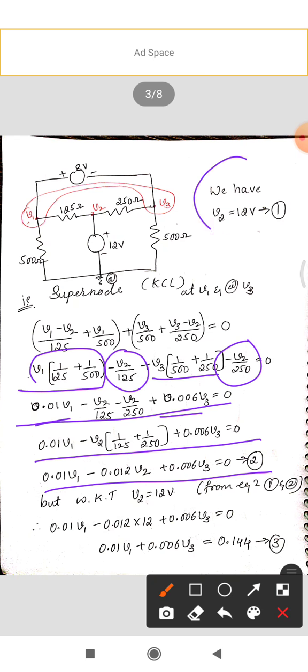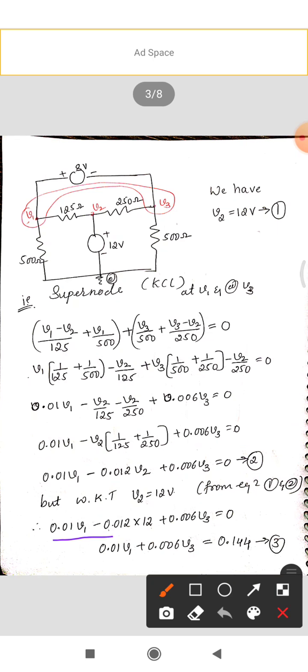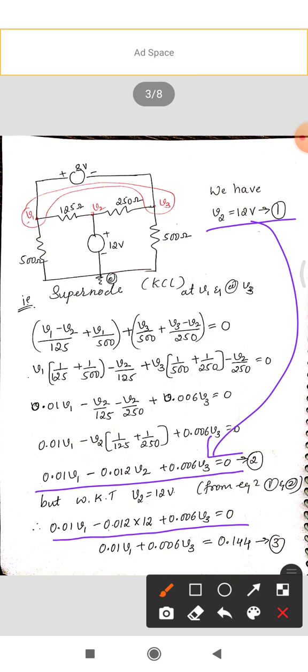Simplifying this, we get this equation. You have this V2 value, substitute it in the second equation. This is your second equation and this is your first equation. Substitute this one in this equation: that is 0.01 V1 as it is, minus 0.012 into V2, which is 12 volt, you substitute it, plus 0.006 V3 equal to 0. So simplify, you get this equation.